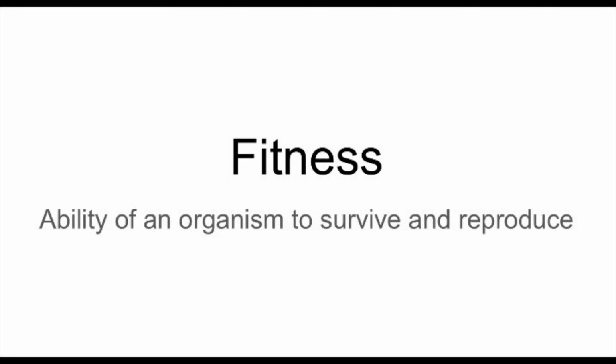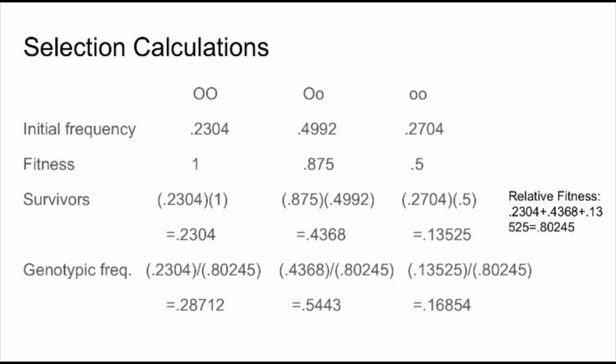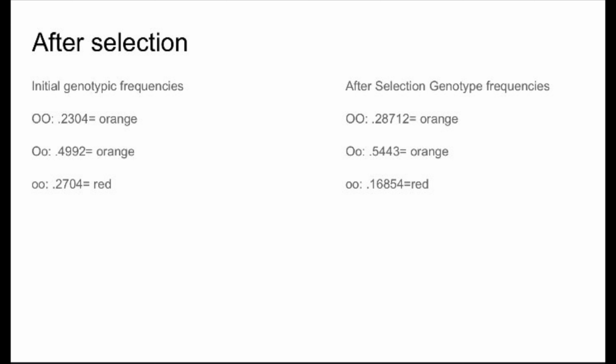As you can see, I have created a fitness for the original population, which determines the survivors after selection. The genotypic frequencies after selection are then calculated and compared to the original ones we determined before. This allows us to categorize this as directional selection. We determine this as directional selection due to the increase in orange genotypes and the decrease in red genotypes.